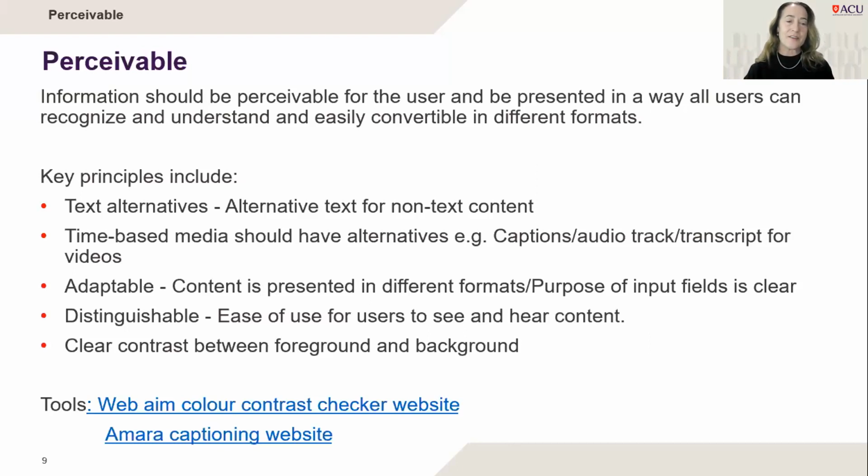Distinguishable, so there's an ease of users to see and hear the content, and a clear contrast between foreground and background. And this last point, I think, is one that is easy to get correct, but at the same time, it's often not correct when you have a look online at different websites, for example. So clear contrast, down here, I have 2 tools. One of them is called the WebAIM Color Contrast Checker. And this is a fantastic tool for checking whether your color contrast, your foreground and your background are accessible to all students. There's also something called the Amara captioning website, which is just an alternative to captioning through YouTube. I think YouTube doesn't always get the captions right. And as English teachers, I think it does not do a great job always of punctuation.